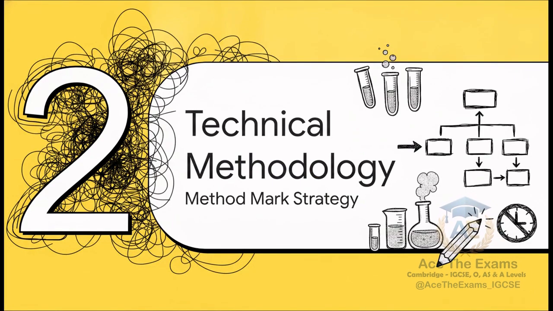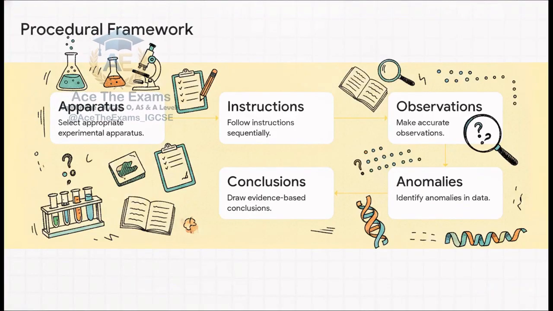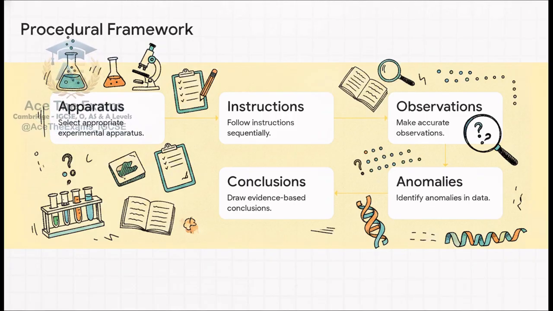Which brings us perfectly to Section 2, the technical methodology, and how to secure the method mark strategy. By following a really clear step-by-step procedure like the one you see here, you completely avoid term overload. Plus, you secure crucial method marks just for your process, even if your final calculation ends up being totally wrong. I want you to look closely at Step 4, identify anomalies. Seriously, so many students just skip right from making an observation straight to the conclusion. Don't do that. If you just take a brief moment to state, hey, data point X appears anomalous because, boom, you've just secured a method mark.